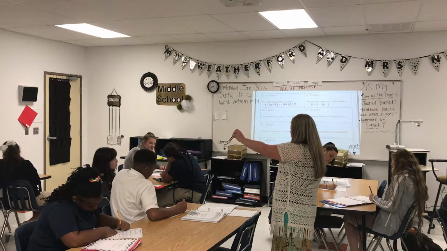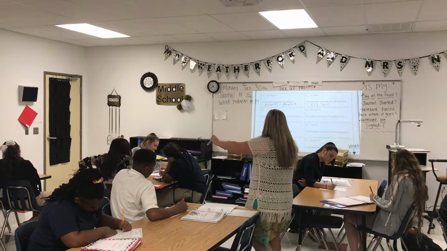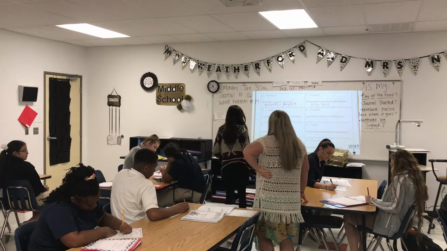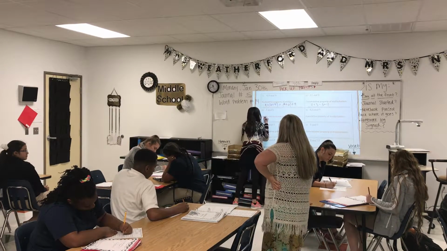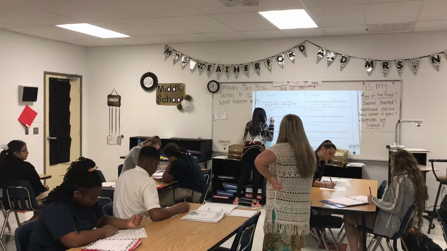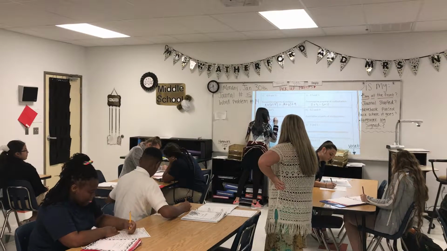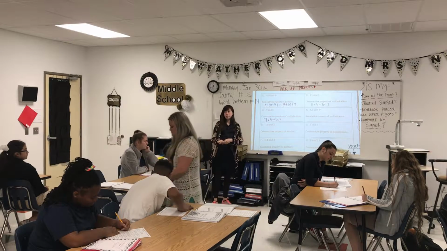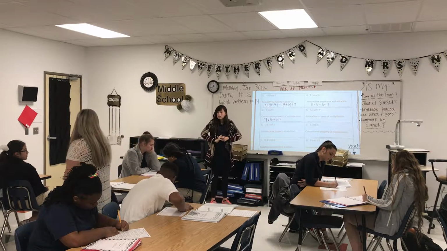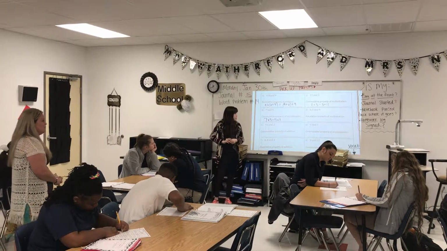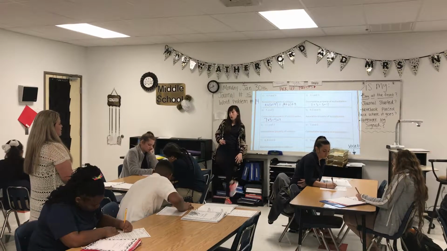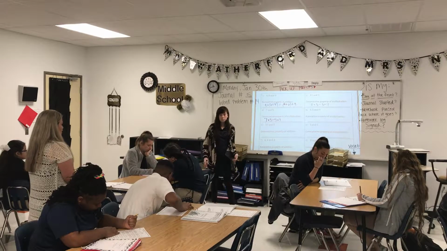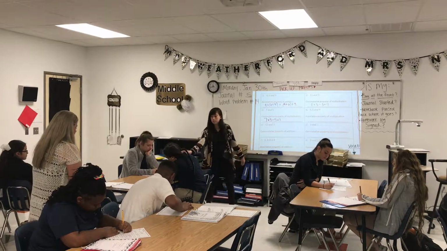Number 3, Natalia. You want to write it on the board? Yeah. Okay. Number 3, 7 and 5, commutative property of multiplication. Seven times 5 equals 5 times 7. Yes. Who wants to do number 4?